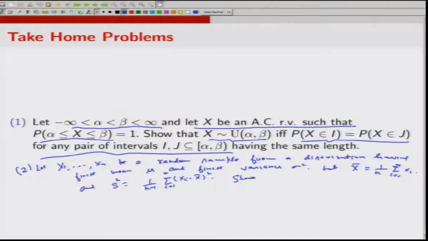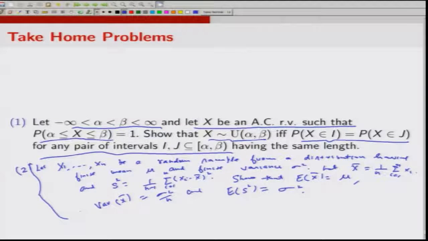Then you have to show that irrespective of what the parent distribution is, whether it is discrete or continuous, the expected value of the sample mean would always be the same as the population mean, which is mu, the variance of x bar is always the same as sigma square by n, and the expected value of the sample variance is always the same as the population variance sigma square. So take this as an exercise for any parent distribution. Here nothing is assumed about the distribution of x1, x2, ..., xn, neither that they are discrete nor continuous.